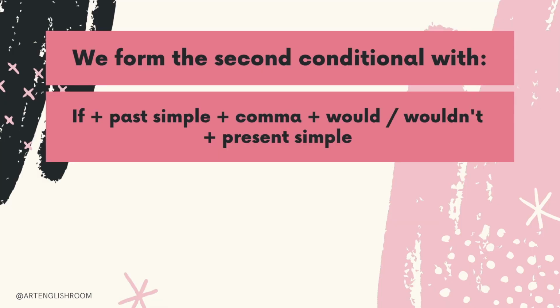We form the second conditional with if plus past simple plus a comma plus would or wouldn't, depending on whether the sentence is negative or positive, and finally with a verb in the present simple.